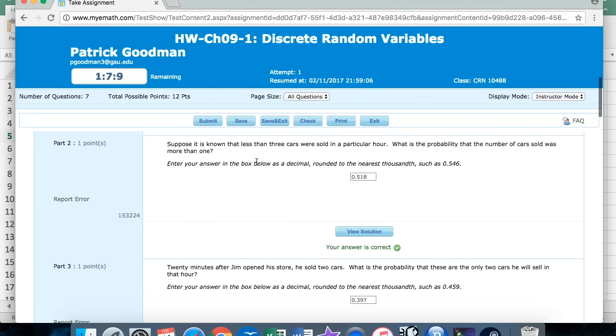So now it says, suppose it is known that less than 3 cars were sold in a particular hour. What is the probability that the number of cars sold was more than 1? Okay, this guy's tricky. So we're given a constraint, right? We know that his company didn't sell 3 cars or more. They sold less than 3 cars, which means that it's going to be a conditional probability.